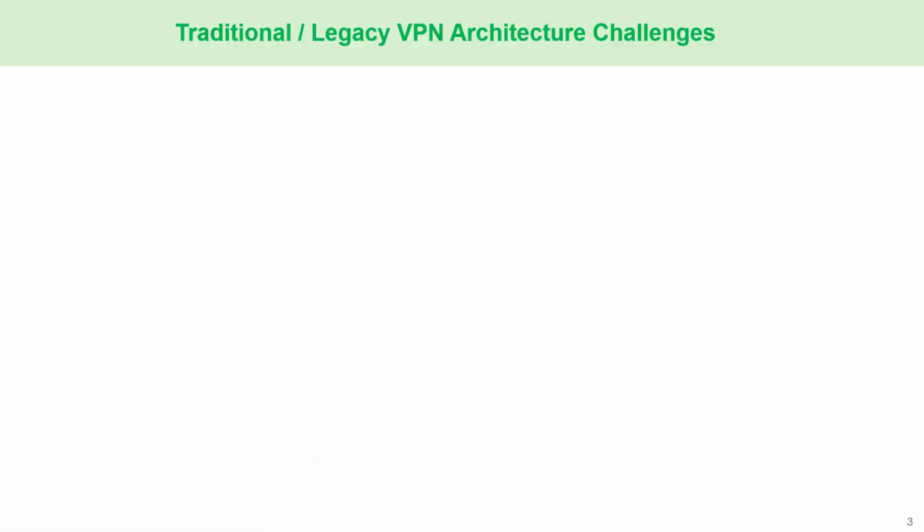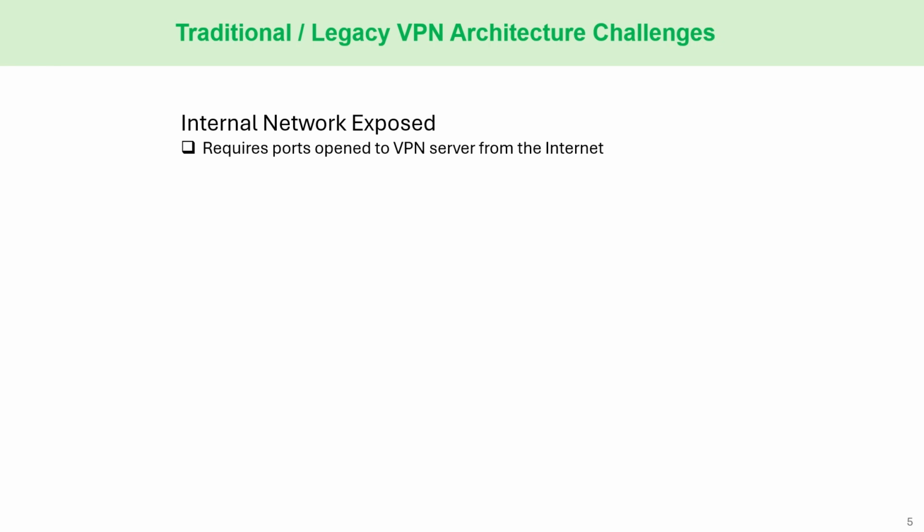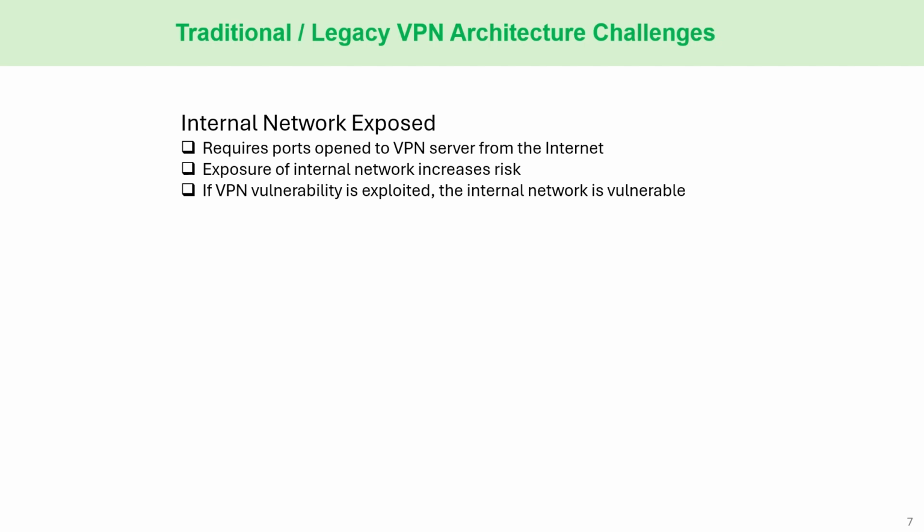To begin, let's discuss three of the most common challenges of typical legacy VPN architecture. First, with legacy VPN architecture, the internal network is exposed. This is because it requires ports open to the VPN server from the internet. This exposure of the internal network increases risk. This means that if a VPN vulnerability is exploited, the internal network may be vulnerable.